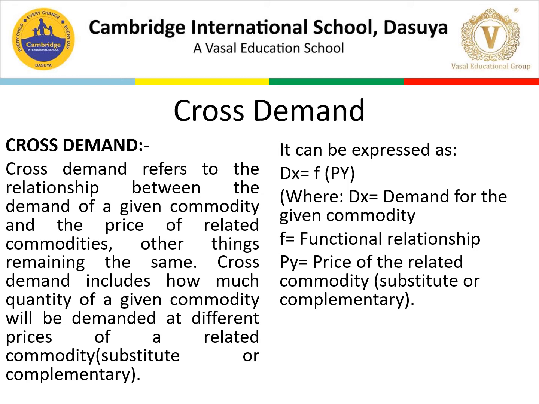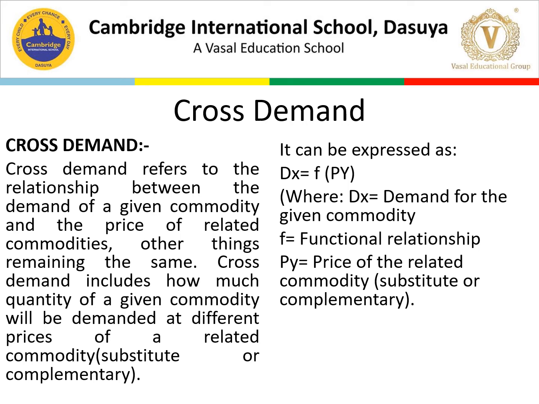So substitute goods and complementary goods are the related goods. It can be expressed as Dx = f(Py), where Dx is the demand for commodity x and f means a functional relationship. If the demand of x is changing, then obviously it will be related to the price of y, the price of a related commodity, that is a substitute or complementary good. So this is cross demand. This relationship between Dx and f(Py) is important. I hope cross demand is clear to you.